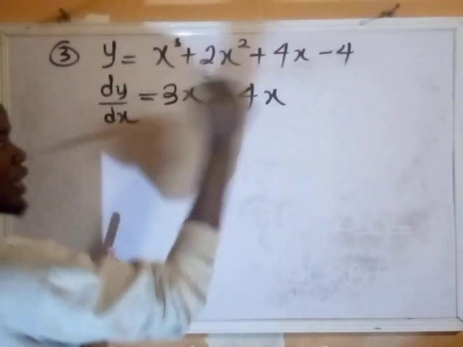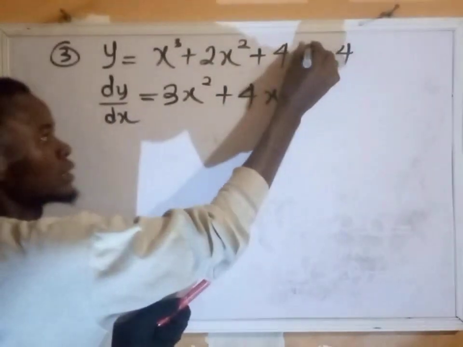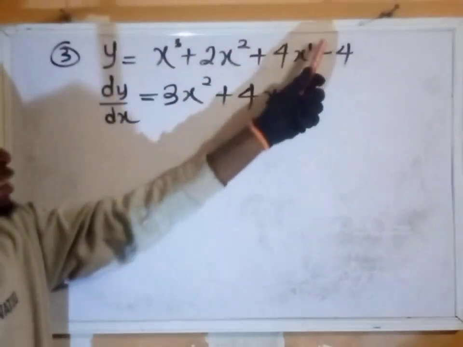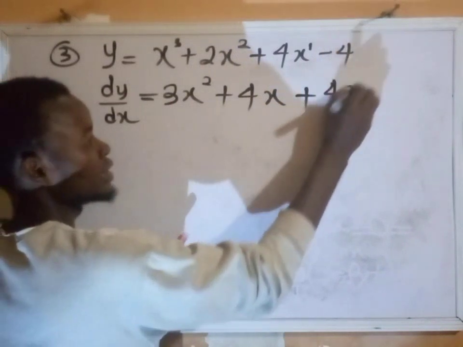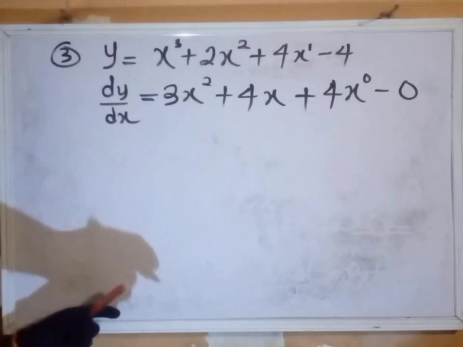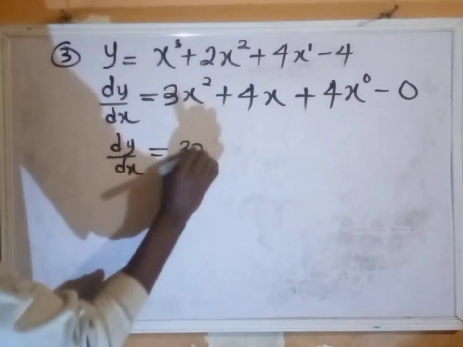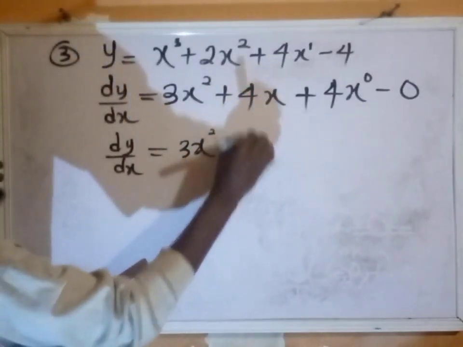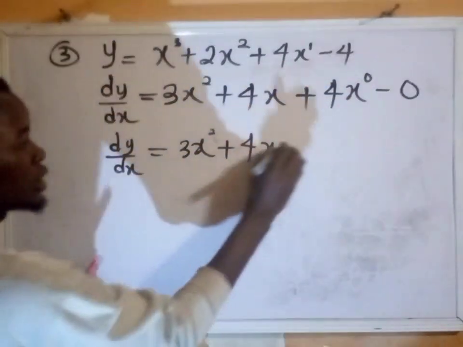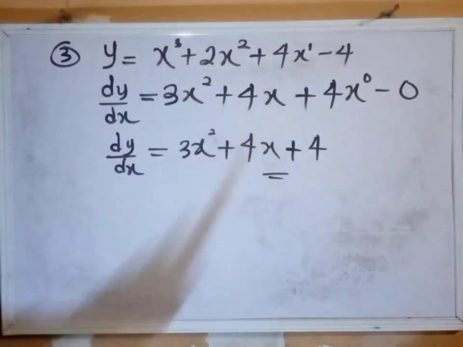Here we have 4x raised to the power 1. You subtract 1 from this, we have just ordinary 1, plus. Now we have 1 at this stage. If you multiply 1 with this 4, we are still going to have 4. Here we have 4x raised to the power 1 minus 1 equals 0, minus 0, because the differential of any constant equals 0. Now we have dy/dx equals 3x squared plus 4x. Now, if x raised to the power of 0 equals 1, then 4 multiplied by 1 is still 4. So the derivative of this thing equals this.